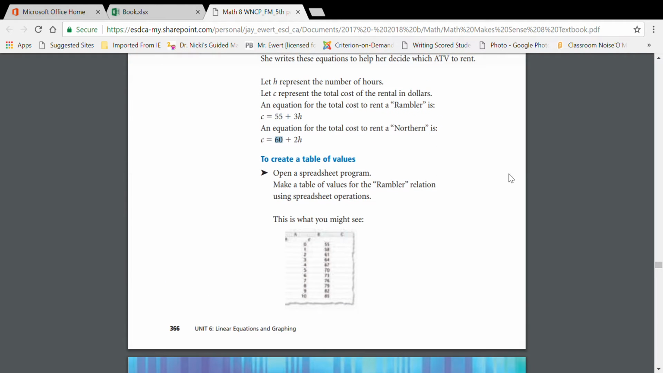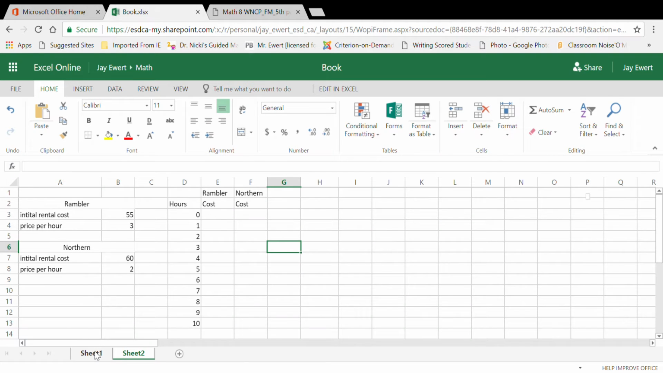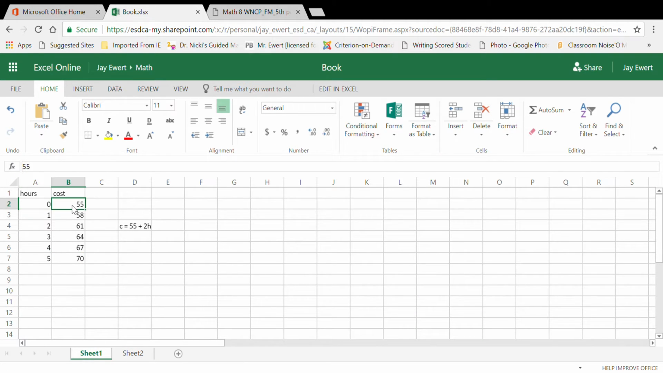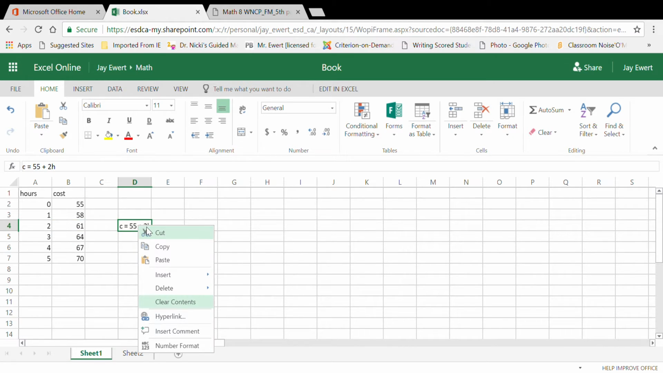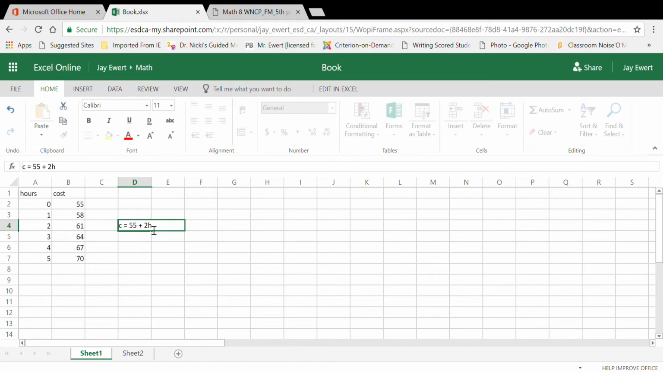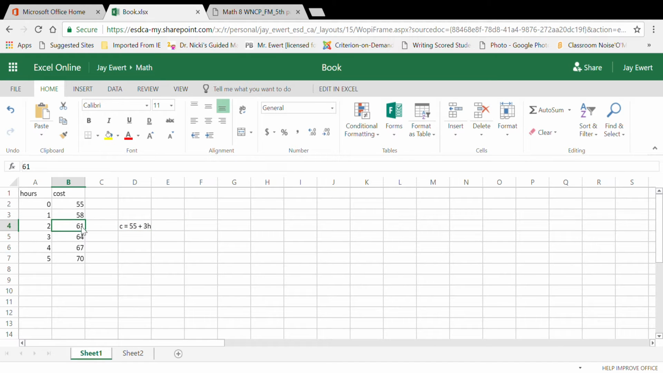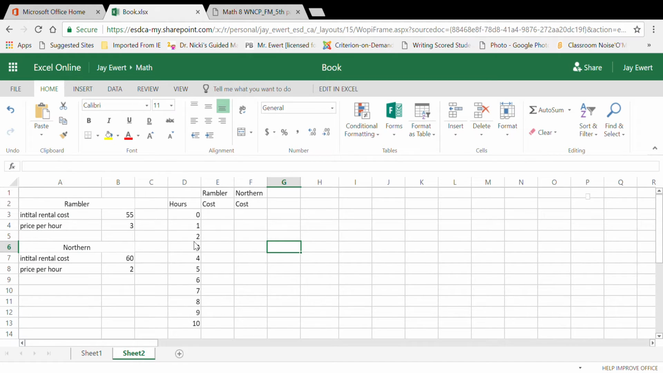Now we can create an easy set of values. So the set of values, this is the simple way it says. 0 hours, $55. 1 hour, $58. This is for the Rambler. So for example, right here, $61 to rent the Rambler for 2 hours. That's $55 plus $3 for every hour, and so that equals 61. But this is a smart way to do it.